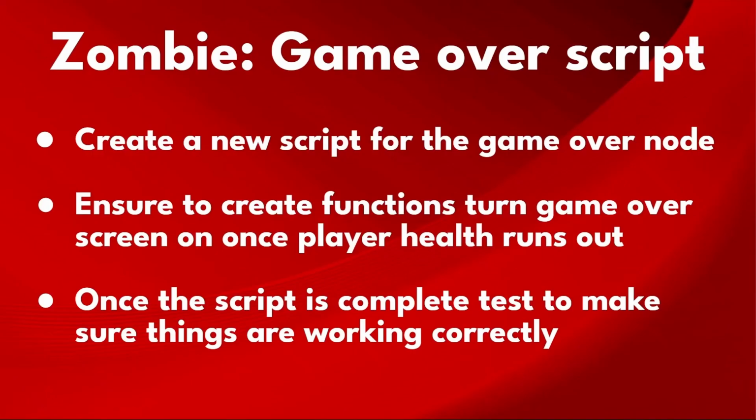Alright, in this section, we're going to go ahead and create the game over script. This is going to be a real simple script. All we're going to do is basically have it enable the game over screen once the player runs out of health. So to begin, we'll go ahead and create that new script and attach it to the main game over node. From there, we'll ensure we have the functions set up correctly. And after that, we'll test it out to make sure things are working as expected. Now let's go ahead and jump right in.